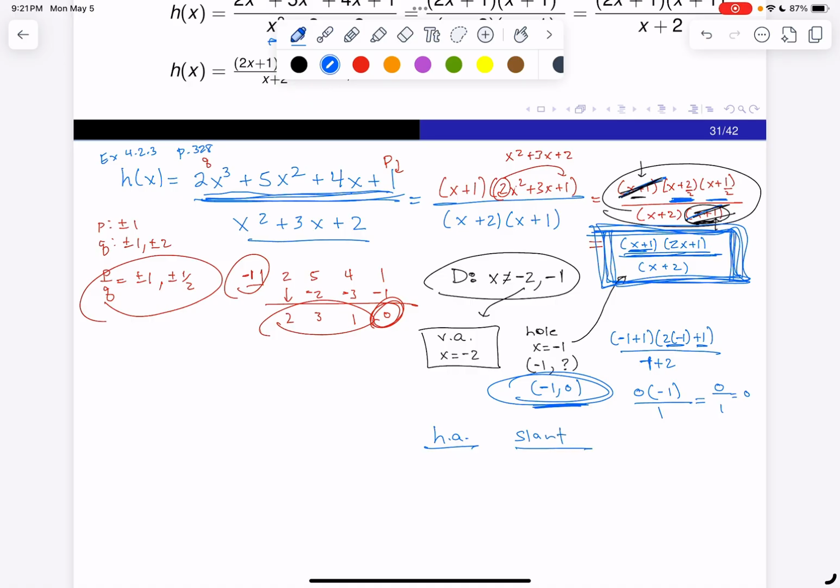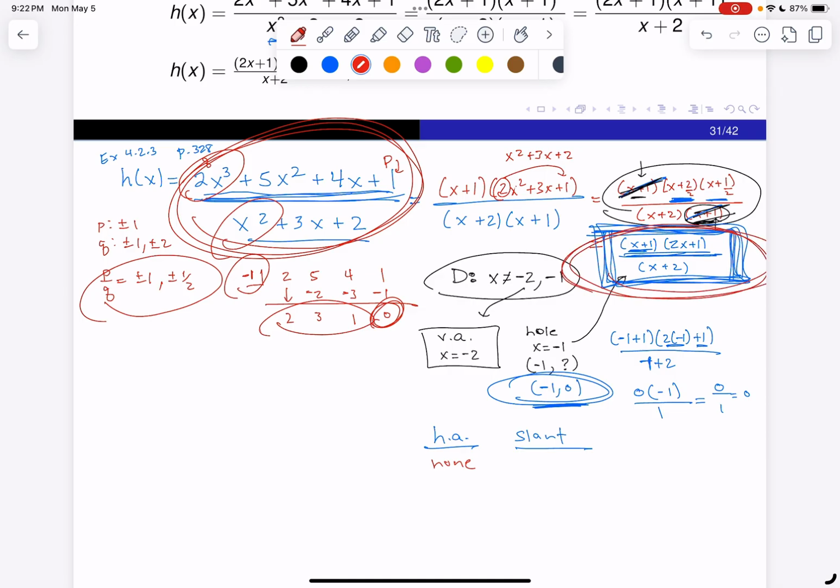Let's see, go back to the original equation for this. It looks like it is top heavy, so that means it is no HA, but there's going to be a slant. And to do the slant, you could do the long division with the original, or you can use the simplified version with synthetic. But if you do synthetic with the simplified, you're going to put -2 in the box, which is what I'm going to do. But this top part has to be multiplied out. Well, we know what that is because we factored it. It's right there.